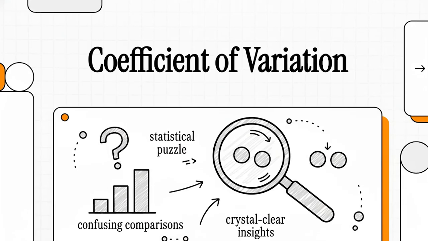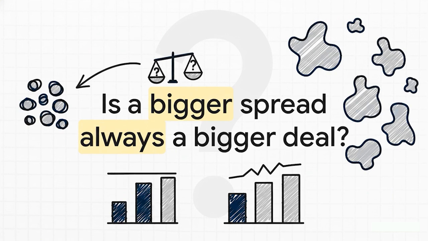All right, let's dive into something that trips up a lot of people, even those who work with data all the time. We're going to look at a super handy tool that helps make confusing comparisons a whole lot clearer. So here's the big question I want you to chew on for a bit. Is a bigger spread always a bigger deal? You know, when you see a wider range of numbers, does that automatically mean there's more inconsistency, more risk? The answer isn't as obvious as you might think.